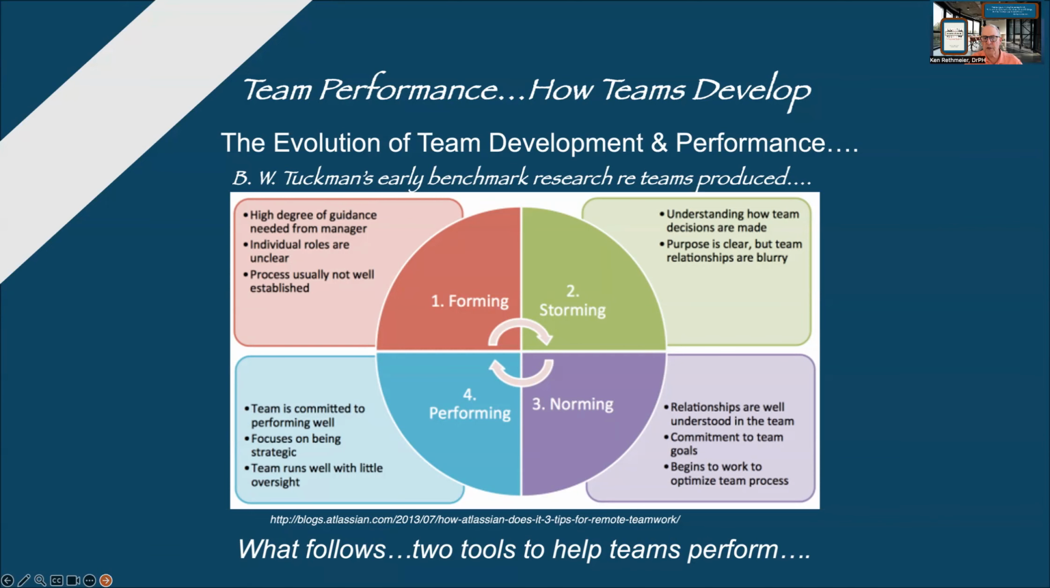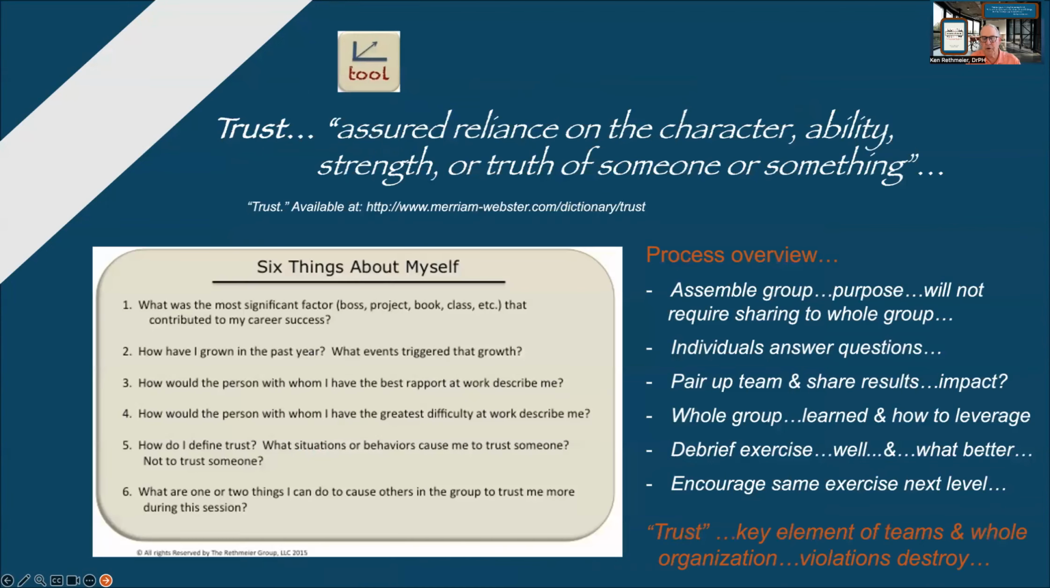So in order to get things going, one of the tools is an exercise, a very interesting little exercise: six things about myself. I was introduced to this quite by accident in one of my organizations. The whole idea is that as you go through these six questions, you're doing it first by yourself, and you're writing down some answers.